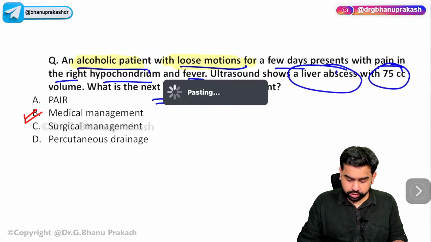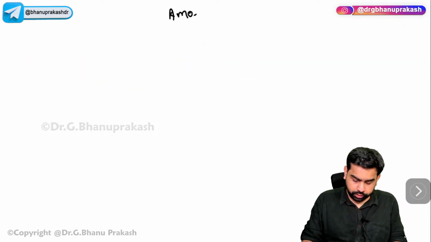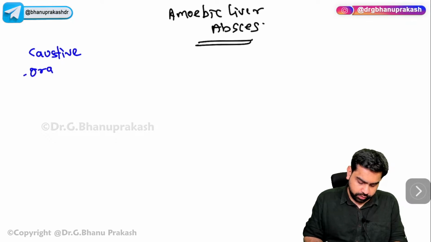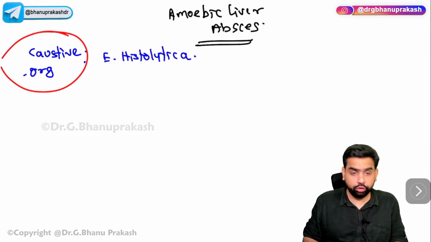Right. Now let's talk a bit about your amoebic liver abscess. If I talk about the amoebic liver abscess, what is the causative organism? It is Entamoeba histolytica. Okay, so this is Entamoeba histolytica.